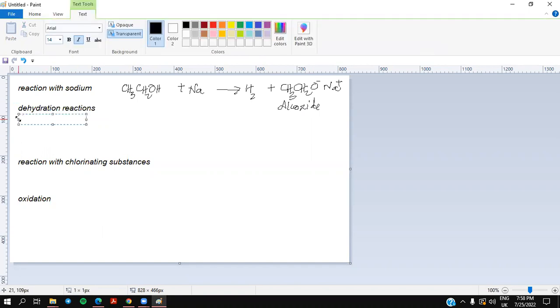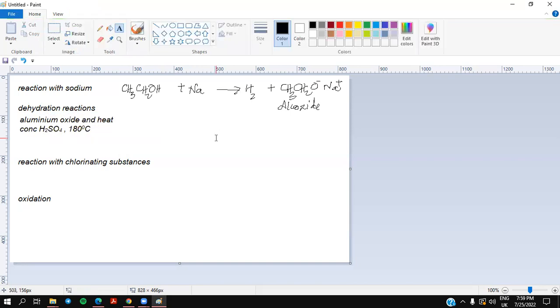First one is aluminum oxide and heat. This is one dehydrating agent. The next one is concentrated sulfuric acid, H2SO4. It should be concentrated, and that's not enough. We have to have about 180 degrees Celsius.